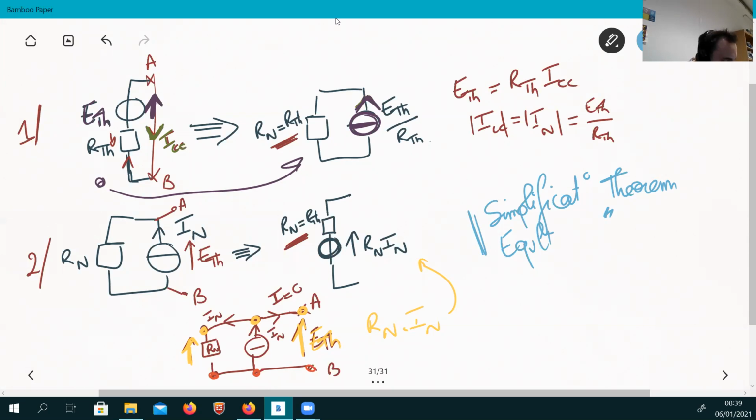Do you have any questions so far on the Norton or Thevenin model? Yes, I have a question. Do we always use the generator convention when we go from the Norton model to the other one?